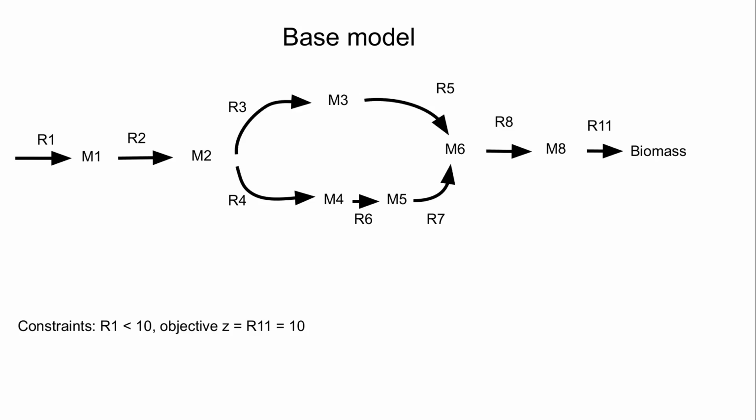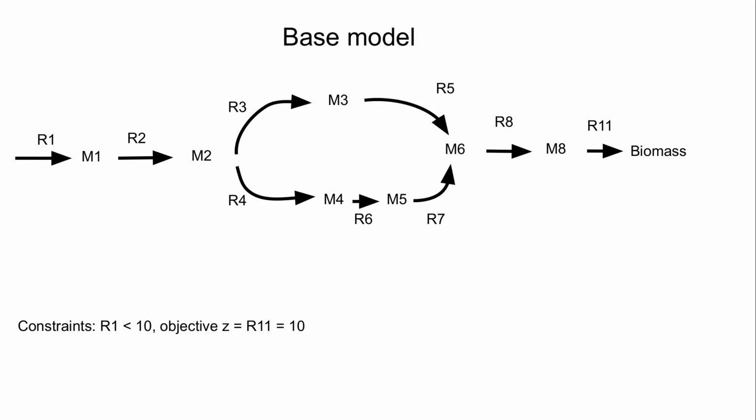So this is our metabolic map, and in order to have a model, of course, we need constraints. We're going to set R1 less than 10. All the other fluxes are internal fluxes, so they can be as high as they want. And of course, in practice, we would model that by saying that, for instance, R3 has to be less than 10,000 or something arbitrarily big. All the stoichiometric coefficients here are 1, and our objective function will be Z equals the flux through R11.